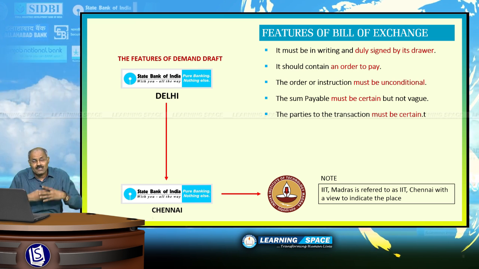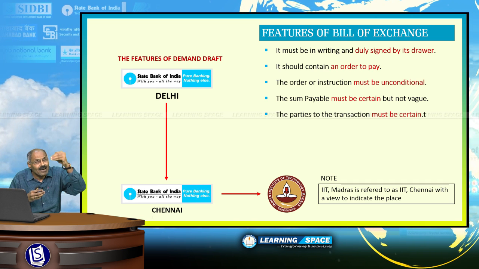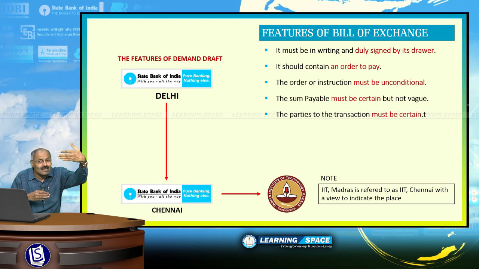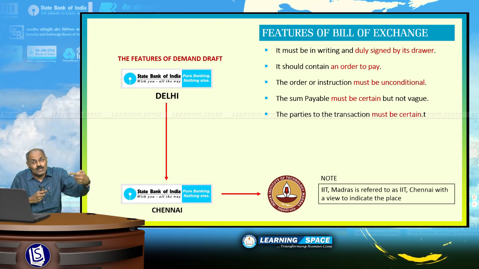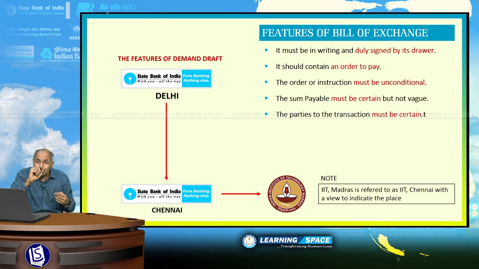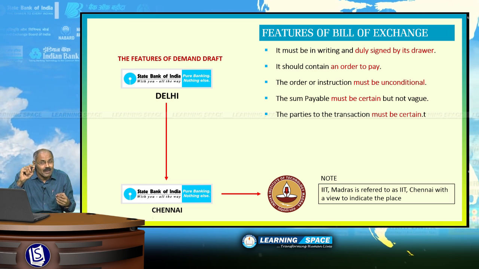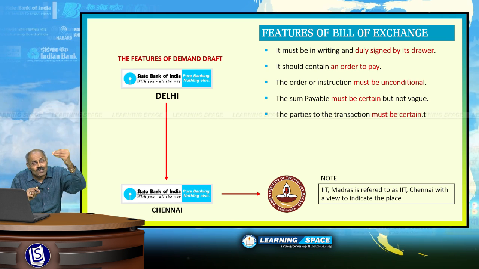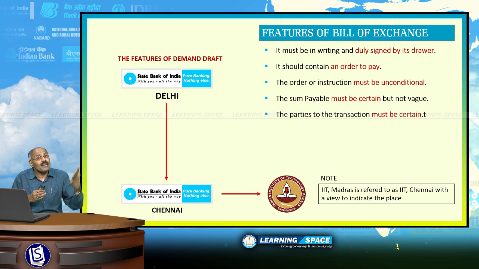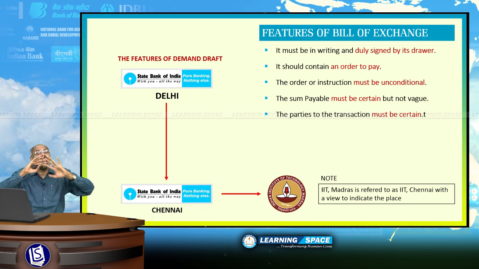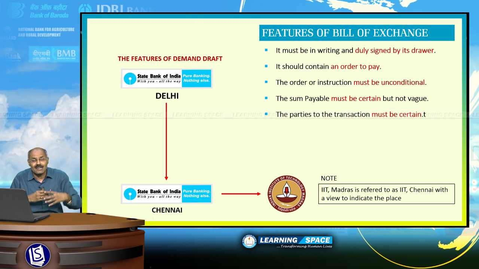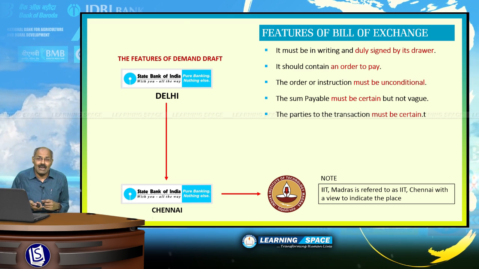So, please look into the features of bill of exchange. It must be in writing and duly signed by the drawer. That means State Bank of India manager Delhi should sign it. It should contain an order to pay. It will mention something like 1 lakh rupees to be paid. The order or instruction must be unconditional, no conditions. Whenever any demand draft is issued, it is unconditional, no conditions are accepted, and the amount must be certain. So, these are the features of bill of exchange.